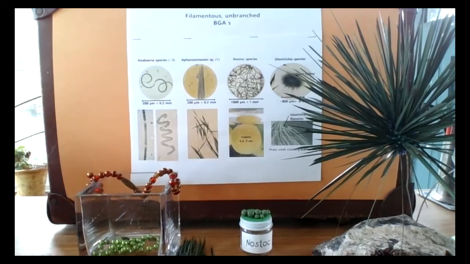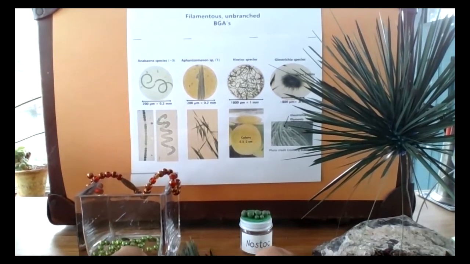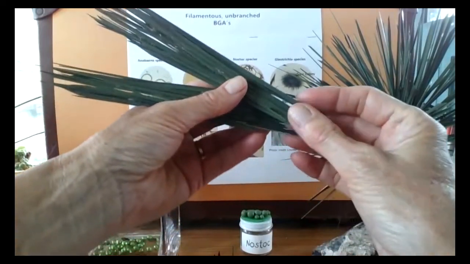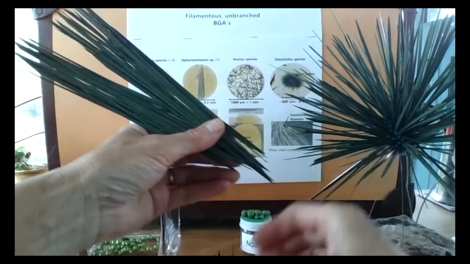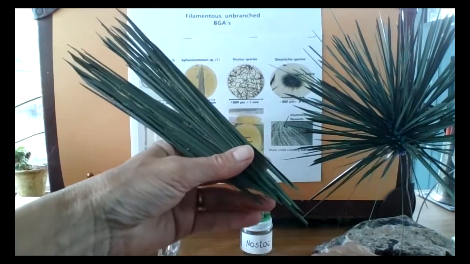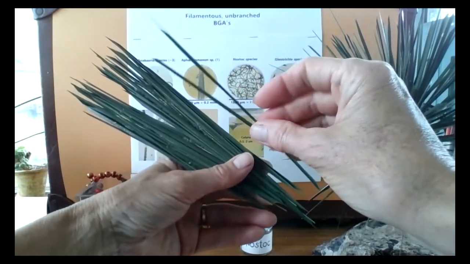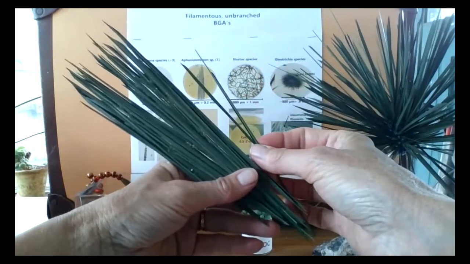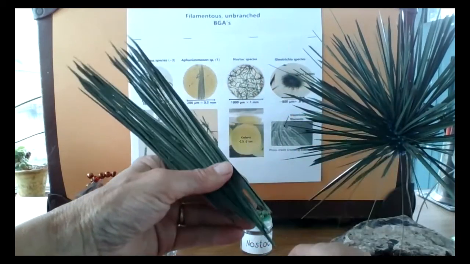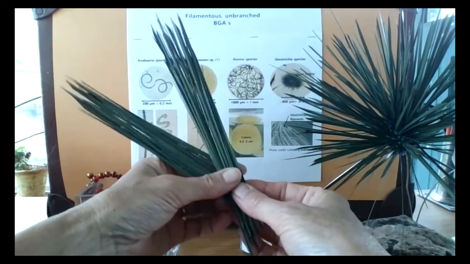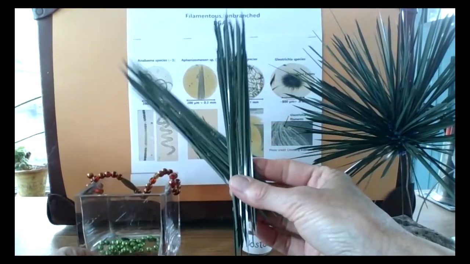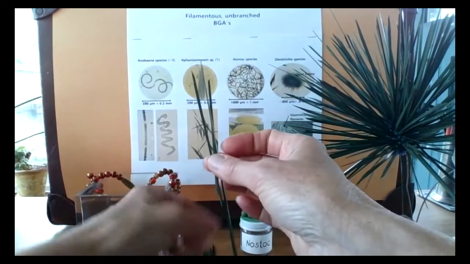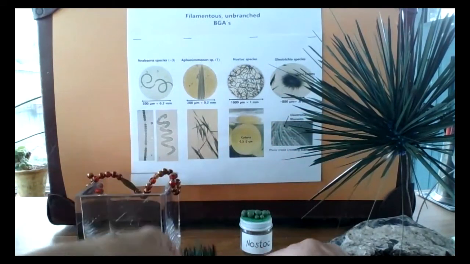Aphanizomenon looks like clumps of cut grass. That's because they are made up of very narrow filaments that are grouped together in fascicles. They are very easy to recognize. Not so easy if you're just looking at the individual filaments, which do come apart.